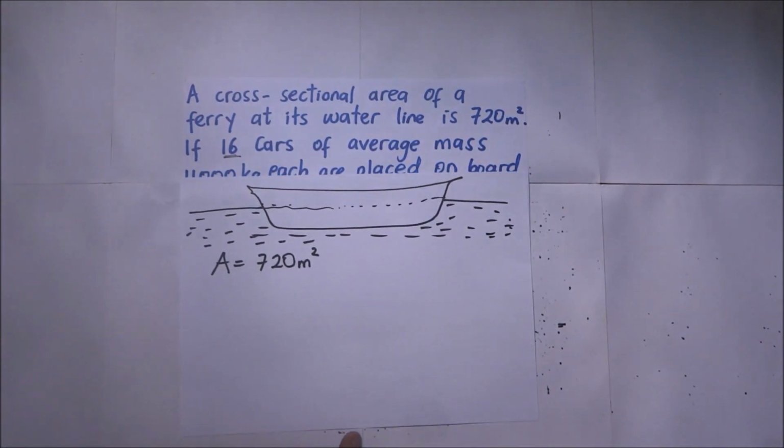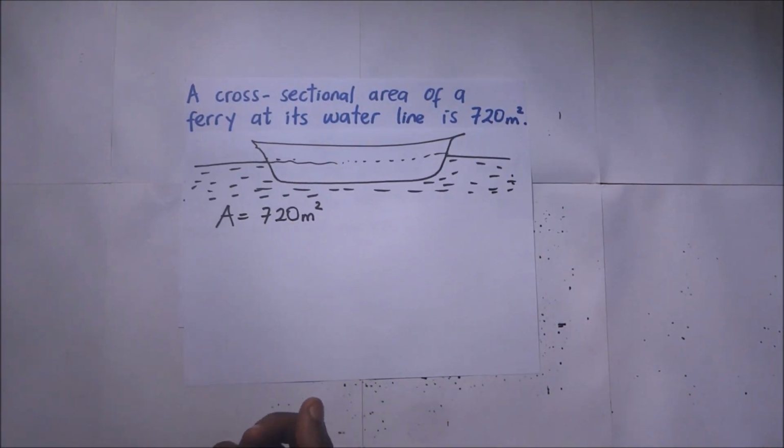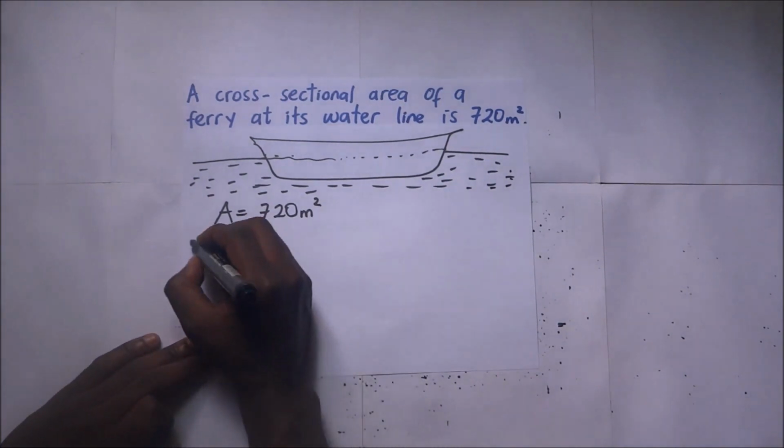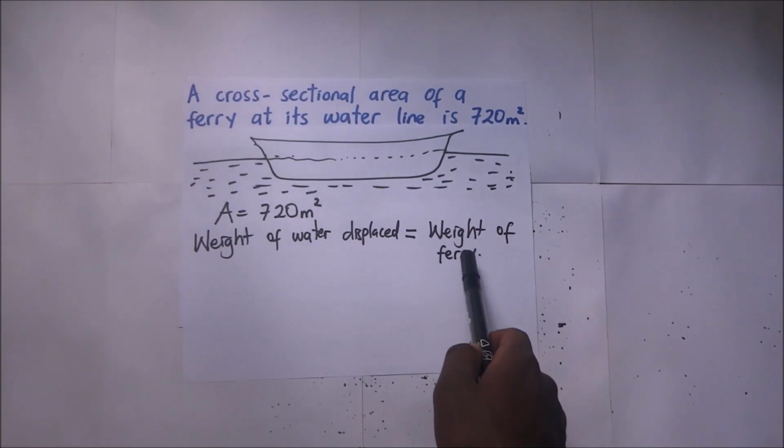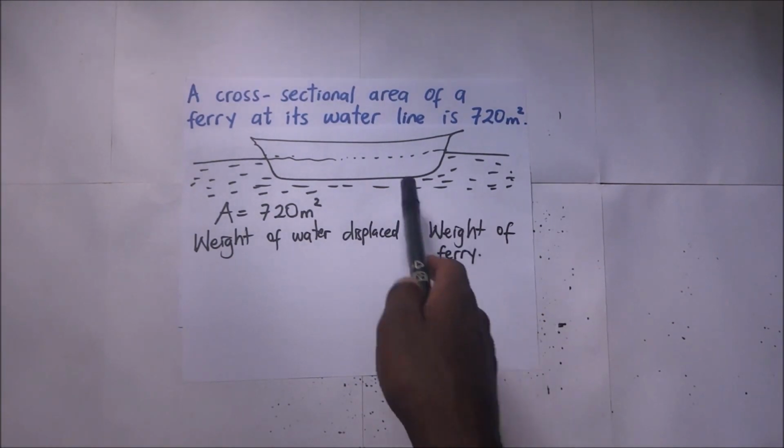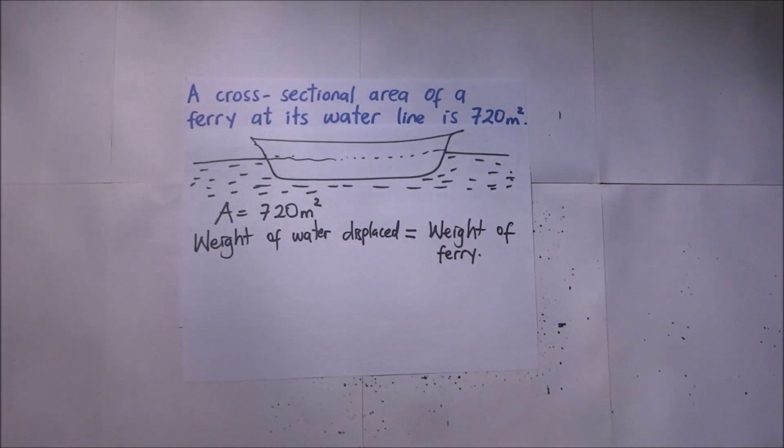So we begin with our calculation at that point. The weight of the water displaced is equal to the weight of the ferry. And of course, what is responsible for the weight of this ferry? It is these 16 cars that were added. So let's go ahead and find the weight of the water displaced.